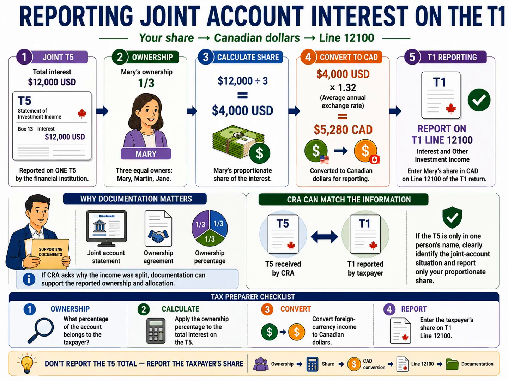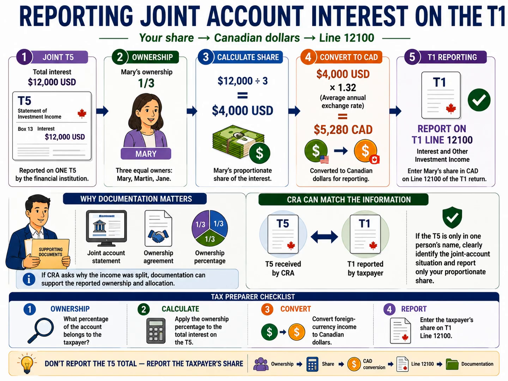Now let's complete the process and see exactly how a taxpayer's share of joint account interest reaches the T1 return. We'll continue with Mary's example. The joint investment account generated $12,000 of interest, and Mary owns 1/3 of the account. The first step is to identify her ownership percentage. Mary owns 1/3, so her share of the $12,000 of interest is $4,000.